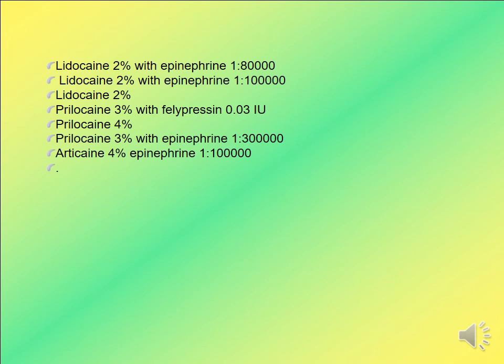We have plain lidocaine as 4%. We have lidocaine 3% with epinephrine 1 over 3,000 as a vasoconstrictor. We have articaine as 4% with epinephrine 1 over 100,000.